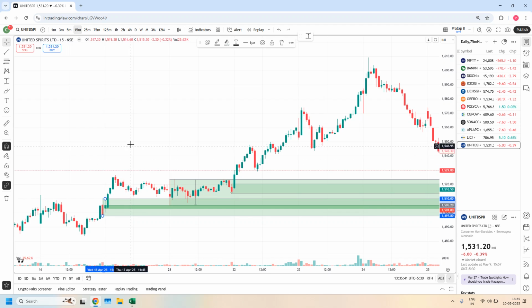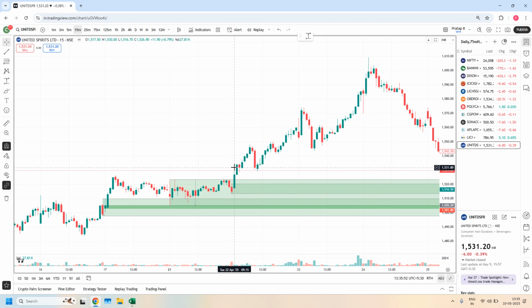This is the drop base rally. This is a 15-minute zone as a horizon to this 75-minute zone. So we have 2 order flows. One is a drop base rally as a fine-tuned zone. Another one, drop base rally.